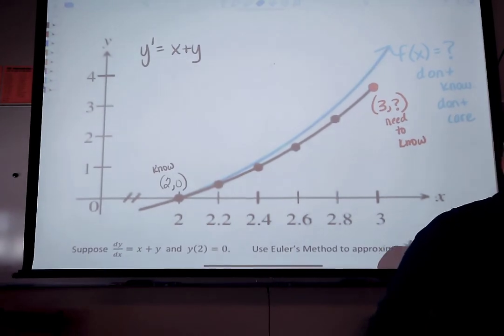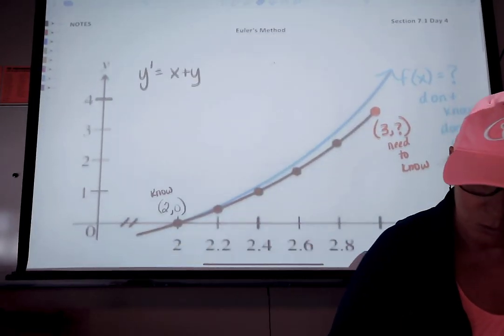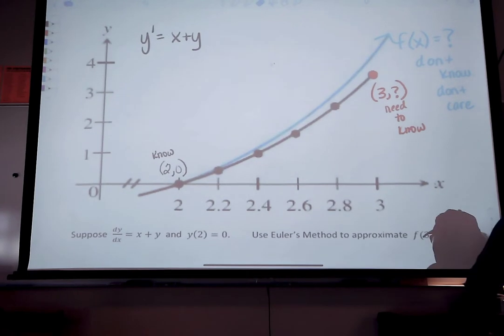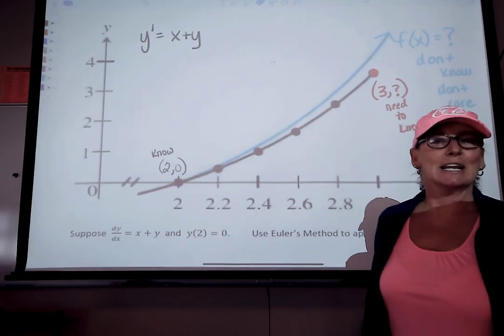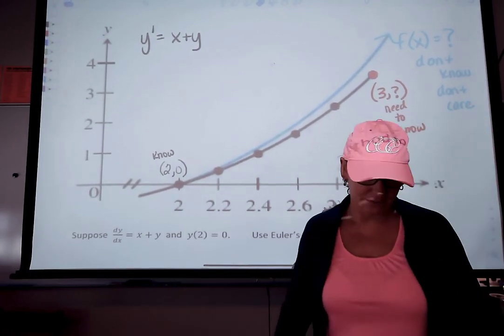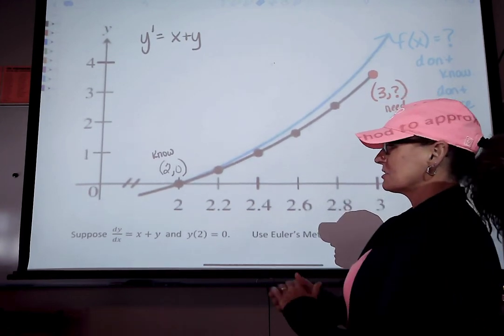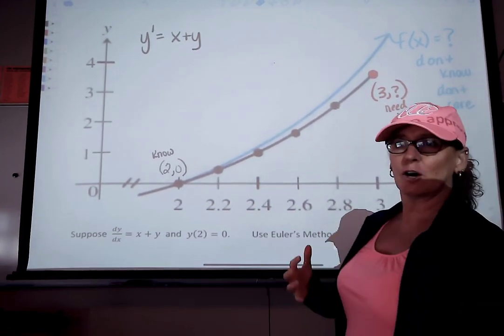Your notes pulled up for 7-1 day 4. I get to show you something brand new. It looks like Euler, but his name is pronounced Euler. So I get to show you Euler's method. And here's the type of problem that Euler is going to help us solve.